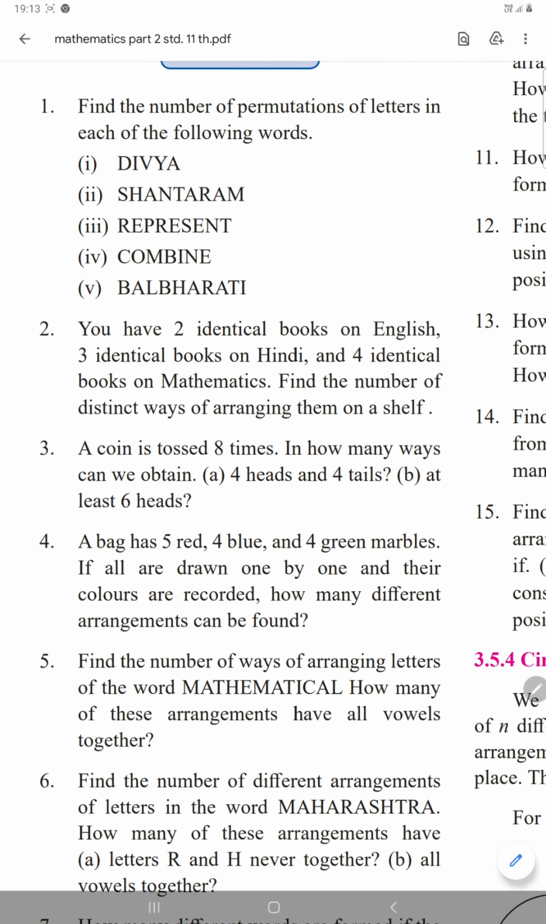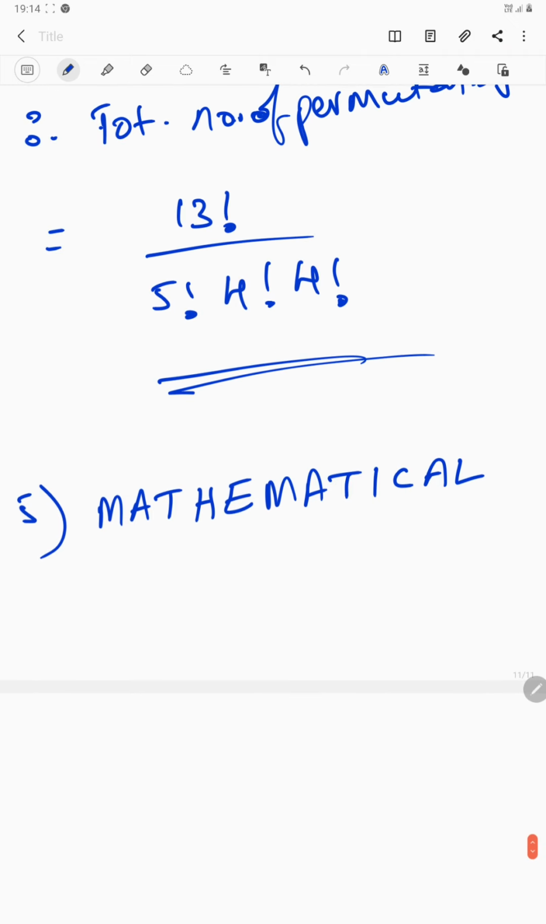find the number of ways of arranging letters of the word mathematical. How many of these arrangements have all vowels together? Given word is mathematical and they ask 2 questions. First question is find the number of ways of arranging the letters. The second question, how many of these arrangements have all vowels together, right? Two questions are given. The given word is mathematical.